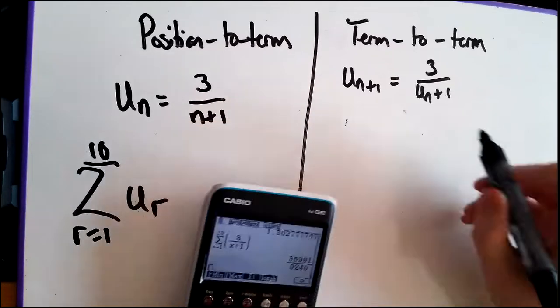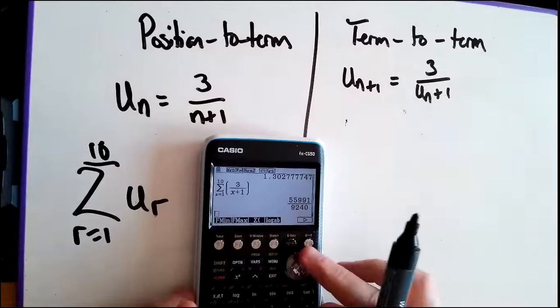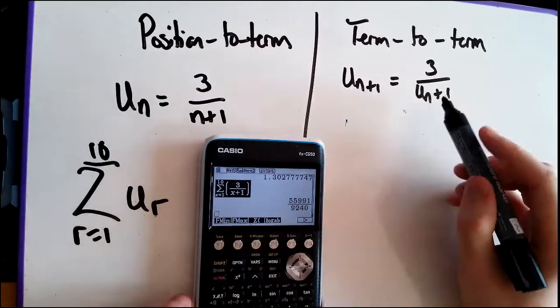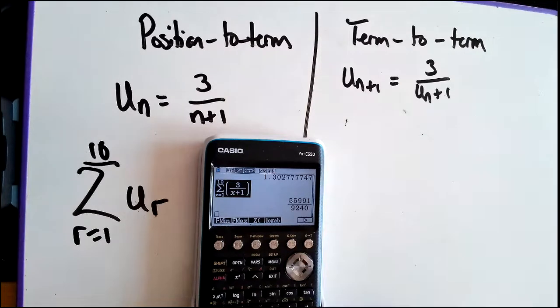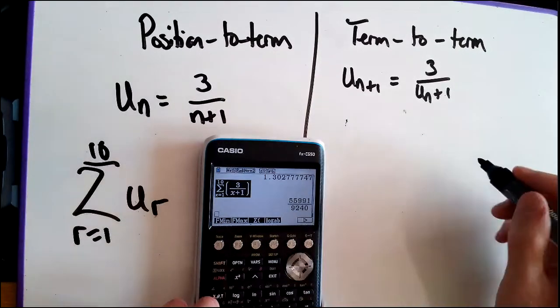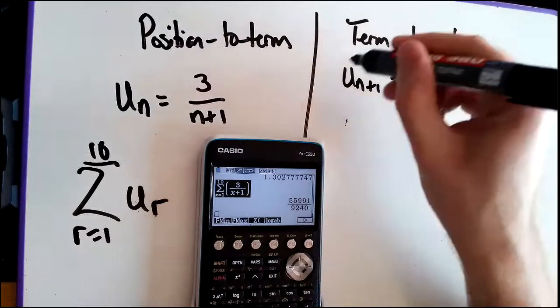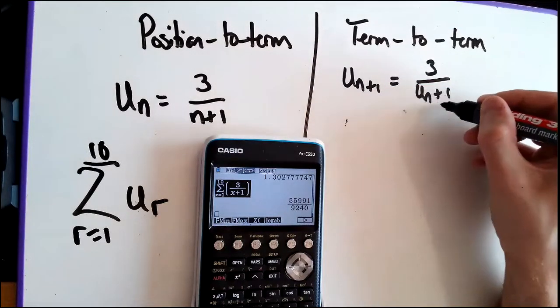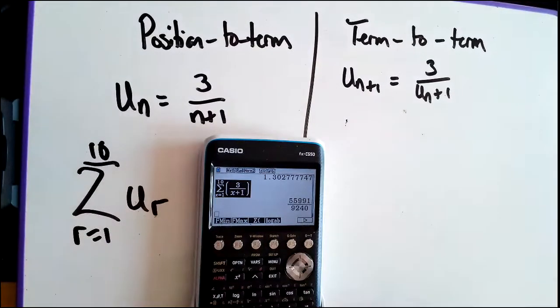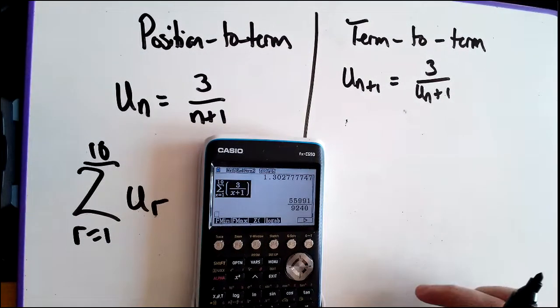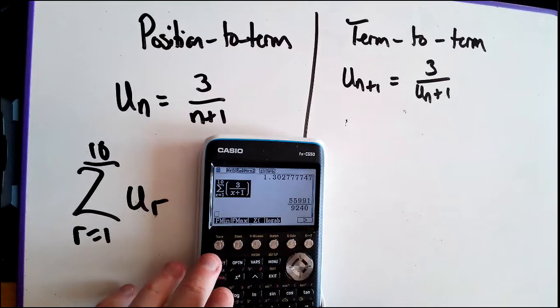Whereas if I wanted to do this one, there's no way of using the sum button on my calculator. Instead, you need to work out the first 10 terms and then add them together. So that's different. If I ever give you un plus 1 and un in a starter or question, you can't use the sum button. Instead, you have to write out all the terms and either use the answer button or add each individual term together.